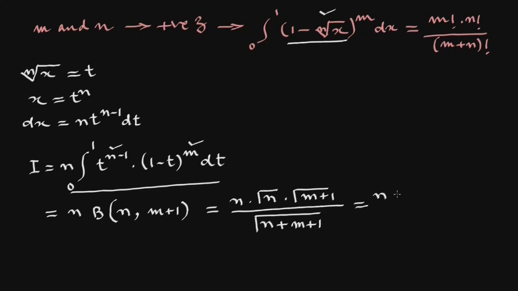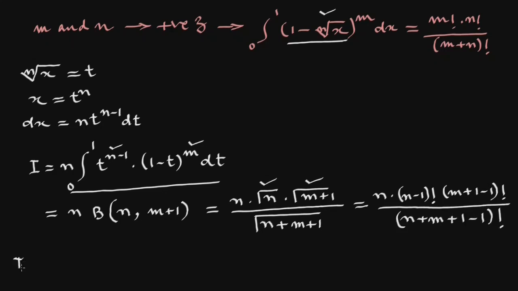This will be n into gamma n, which will be (n minus 1) factorial. Gamma m plus 1 will be (m plus 1 minus 1) factorial upon (n plus m plus 1 minus 1) factorial. So the integral will be, for this n into (n minus 1) factorial, we can write n factorial, into m factorial upon, this 1 minus 1 is 0, so it will be (m plus n) factorial, which is what is required here.